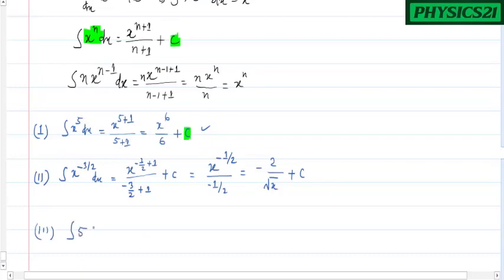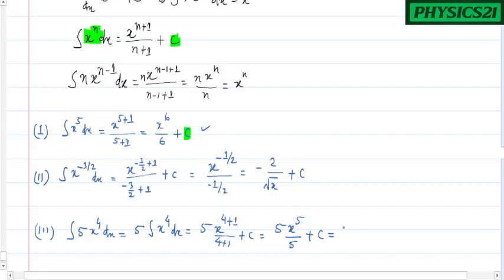Now one more example. Integrate 5x raised to power 4 dx. Here 5 is a constant, so it will be outside the integration. So there will be 5 integration of x raised to the power 4 dx. Now integrate it. So we get 5 x raised to the power 4 plus 1 divided by 4 plus 1 plus c. That is 5 x raised to the power 5 divided by 5 plus c. So it can be written as x raised to the power 5 plus c. That will be the integral coefficient of the given function.